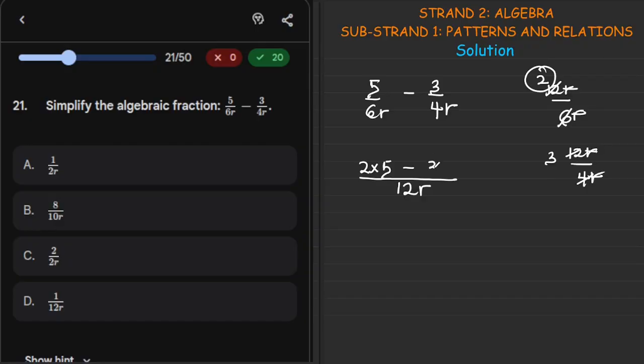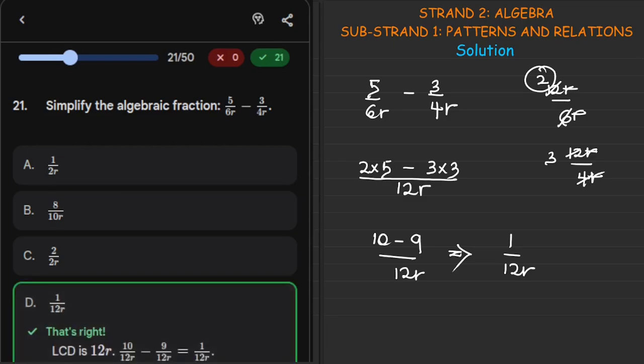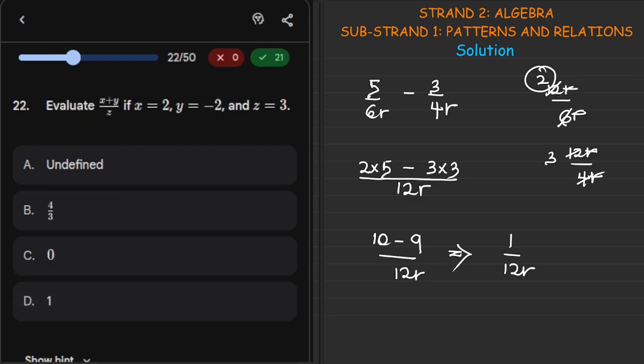Hence we have a 3 times 3. Simplifying further, we have 2 times 5, which gives us a 10. And minus 3 times 3, which gives us a 9. Then all over 12r. Simplifying further, we are going to get what? 10 minus 9, which is a 1. So 1 over 12r. And that is simply the D over here.